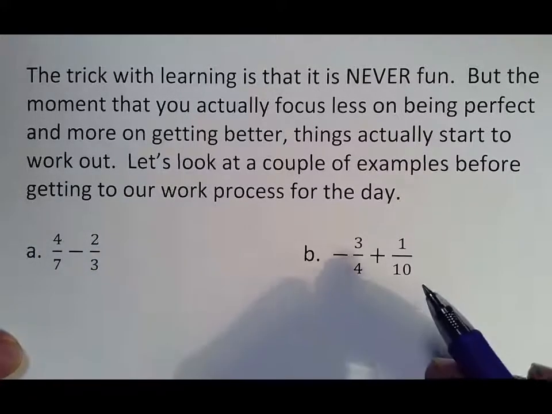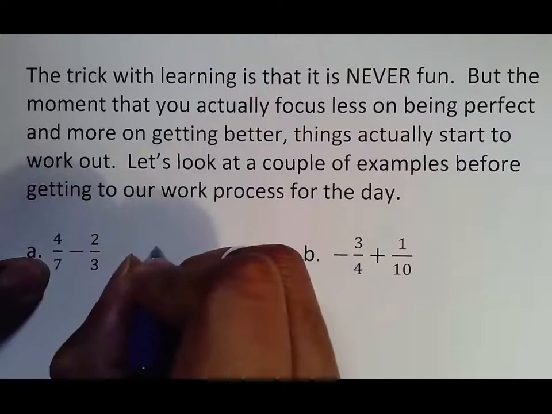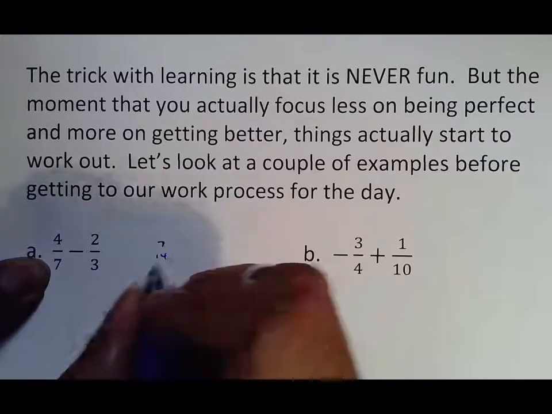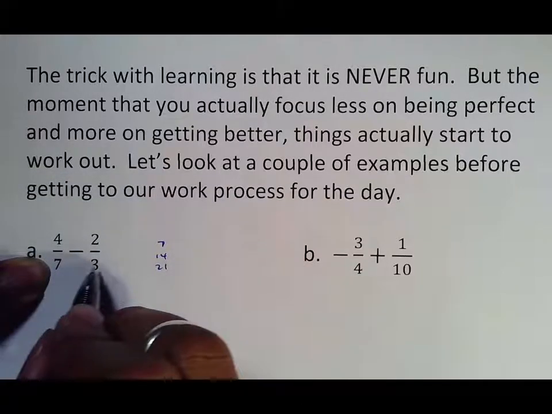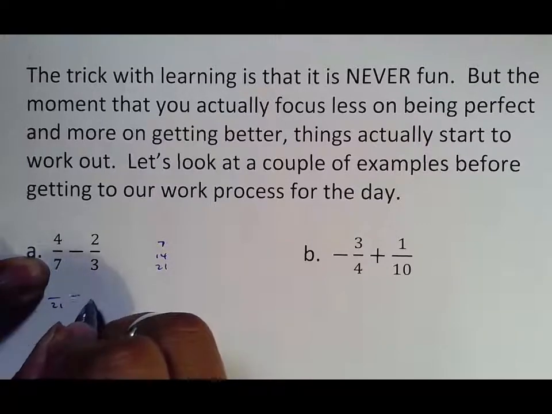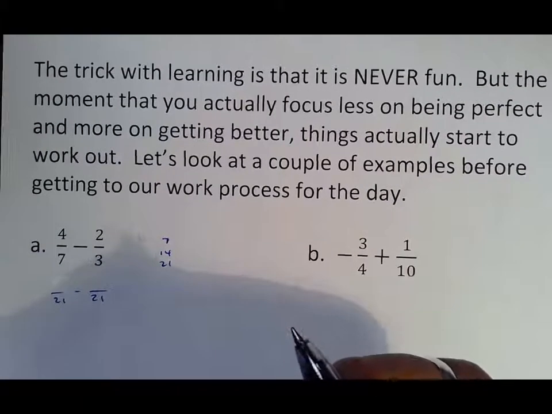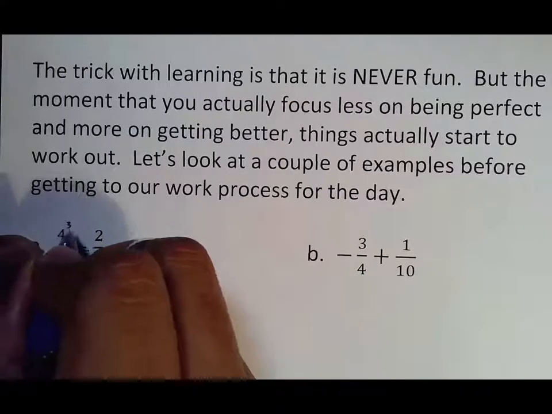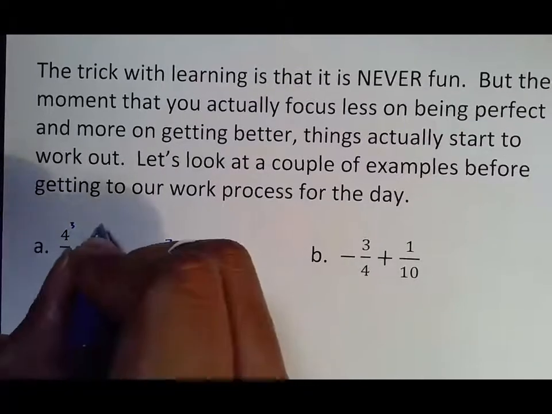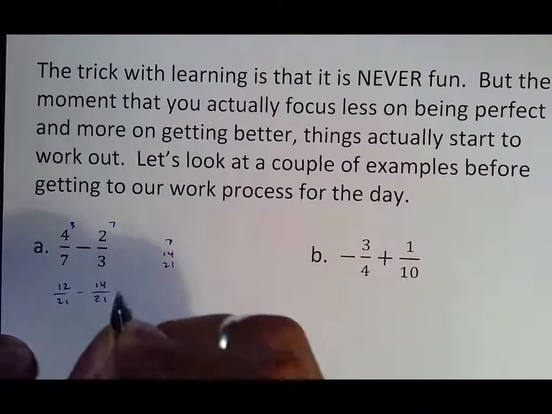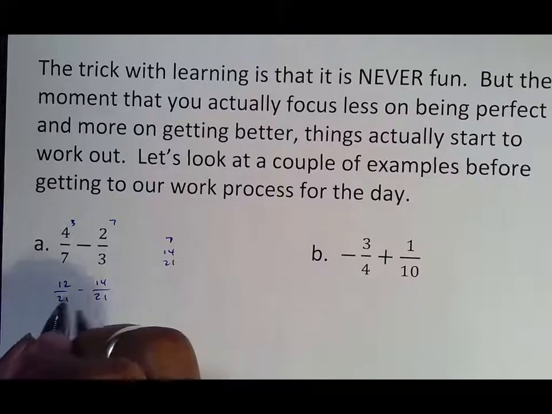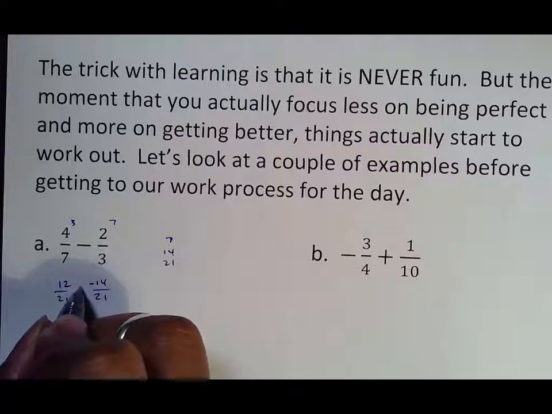4/7 minus 2/3. So first off, I need to find a common denominator. 3 doesn't go into 7. 7 times 2 is 14. 3 doesn't go into 14. 7 times 3 is 21. I know this has to be my number because 7 times 3 makes 21. So 21 would be my denominator. From there, I know that 7 times 3 makes 21, so I multiply the top number by 3. And I know that 3 times 7 makes 21, so I multiply the other top number by 7. If you want to rewrite it, you can change that into a plus and move this up here.